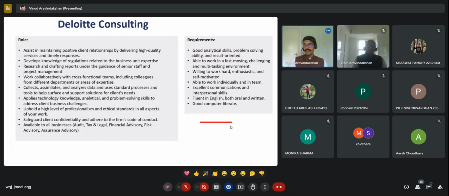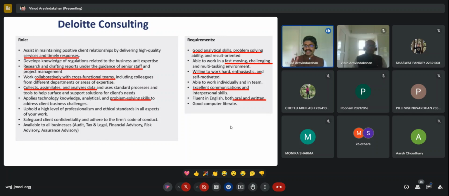Let's look at Deloitte. Again, Deloitte Consulting comes to a bunch of IITs. I think they also come to IIT Roorkee. So this is their job description. This is what they're looking for. Let's again jump a little deeper into what it means to you and what you should cover in your resume.